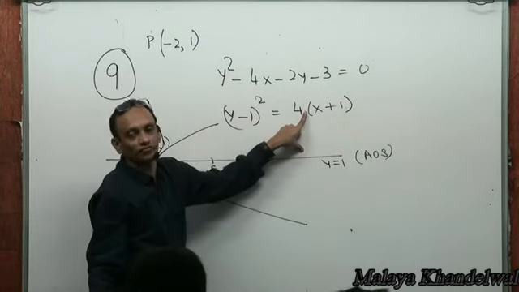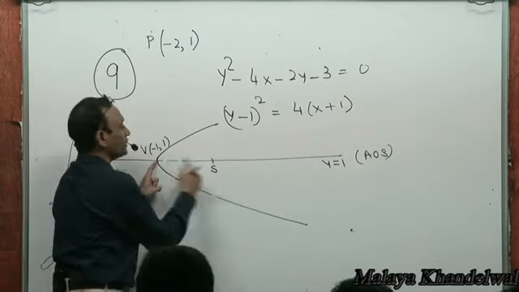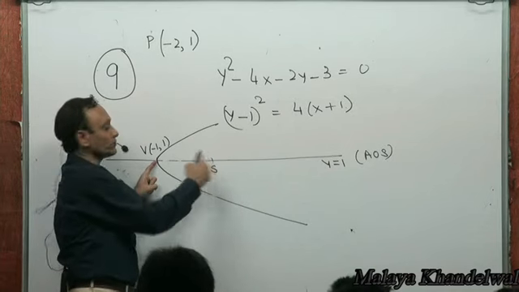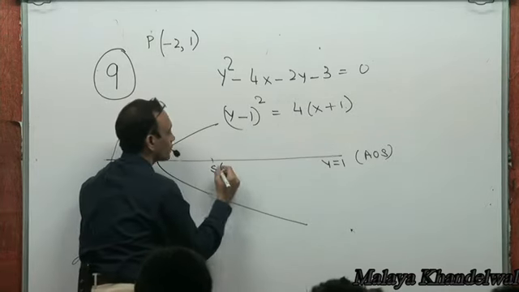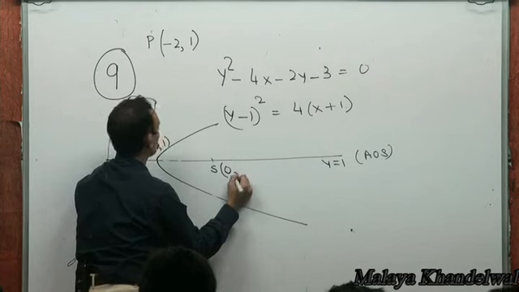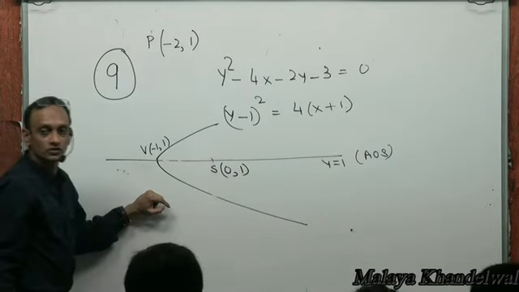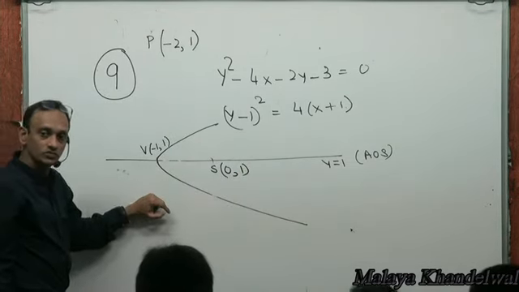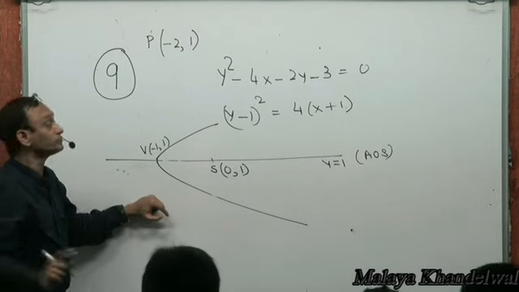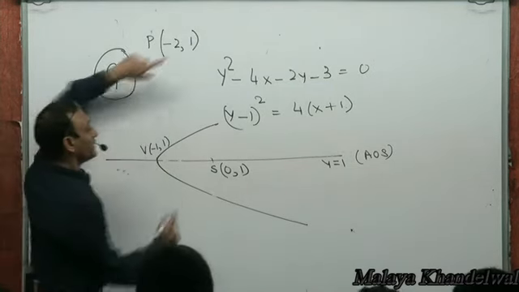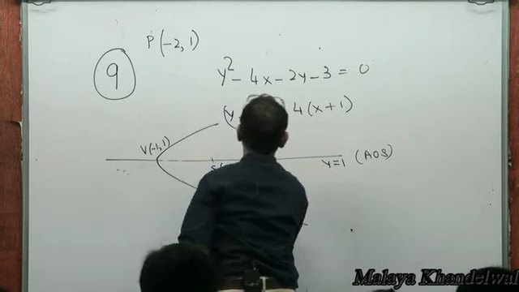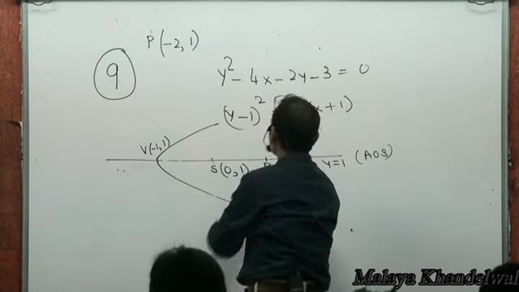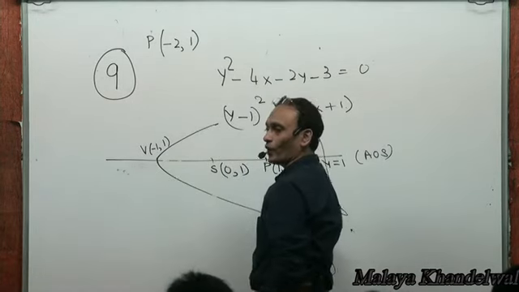A in this case is 1, 4a, A is 1. So 1 unit away from this will be the focus. So 0 comma 1 is the focus, right? Yes or no? Now where is this point? And that threshold point P would be 1 unit away from this. That means 1 comma 1 is the threshold point.